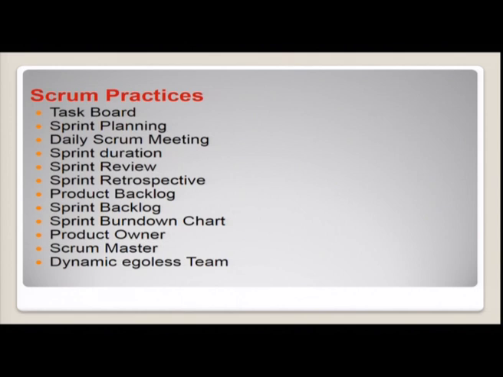Then product backlog, sprint backlog, sprint burn down chart, product owner, Scrum Master, dynamic egoless team. What does it mean? What is a dynamic egoless team? It means all sprints are fast paced. Everywhere, every 15 days or 30 days you are supposed to release the minimum marketable feature and get the approval from the client.